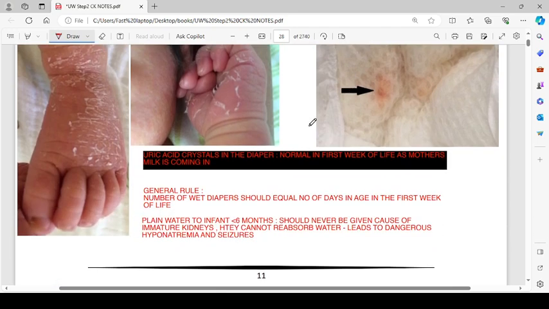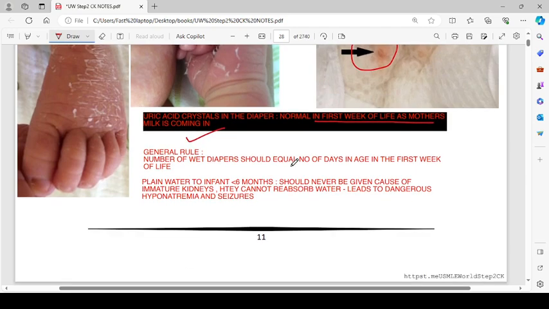Uric acid crystals in the diaper are normal in the first week of life as mother's milk is coming in. Then the general rule: the number of wet diapers should be equal to the number of days of age in the first week of life. Like if the child is 3 days of age, then the number of wet diapers should be 3.